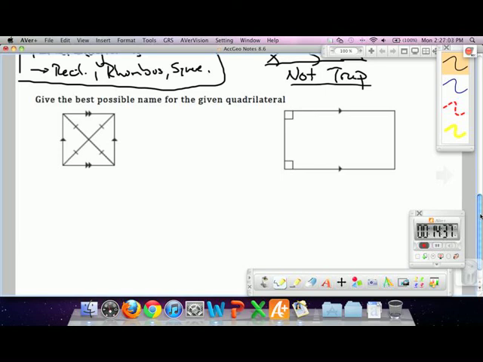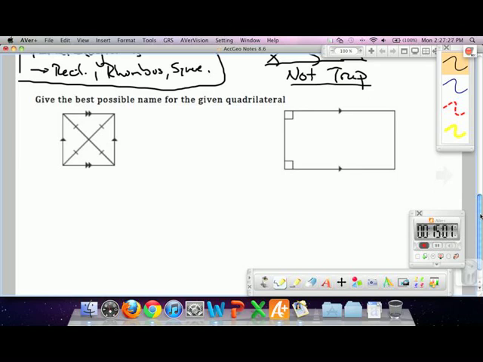Okay. All right. So then, if we want it to be more specific, what are some things we should start looking for? Let's look for characteristics of the more specific ones. So let's see. Could this be a rhombus? Does it have to be a rhombus? What should we look for if this is going to be forced to be a rhombus?